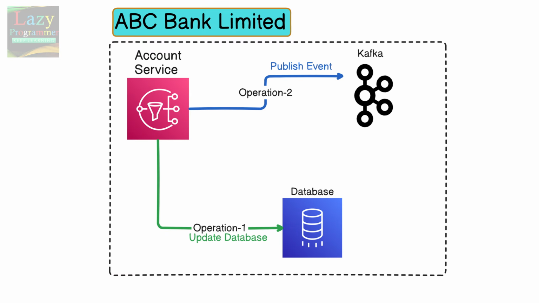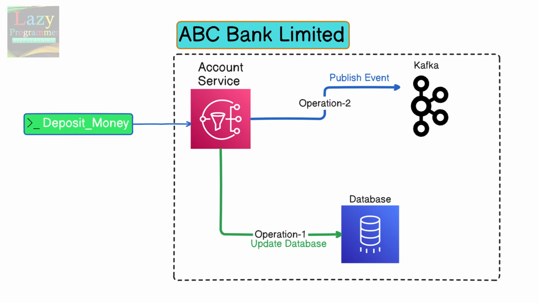Consider this is a simple banking system. Here we will only focus on account service for our example. So whenever someone deposits money, then account service will receive a command deposit money. Account service will perform two actions on receiving this command. First, it will update the database with transaction details, and then it will produce a Kafka event so that other services can consume and update accordingly.